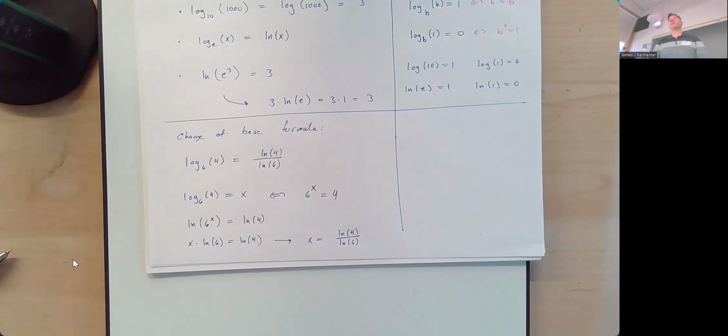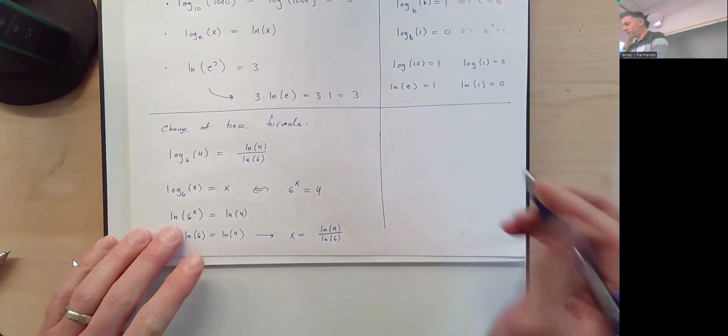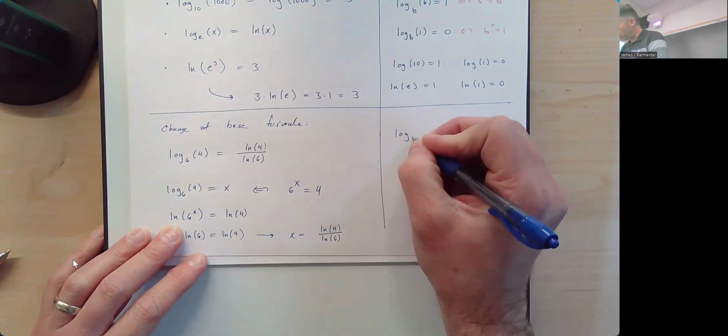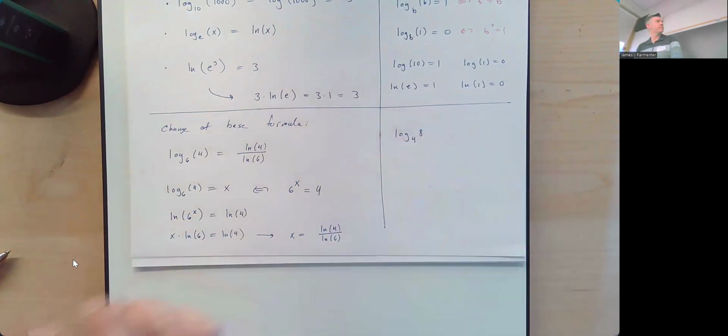There's a lot of reasons I like the change of base formula. It's another great formula. Here's one example. Maybe I want to find what log base 4 of 8 is. I'm like, that shouldn't be that hard. It's not 2, right? Because 4 squared is 16.